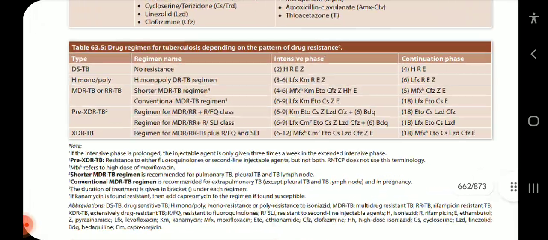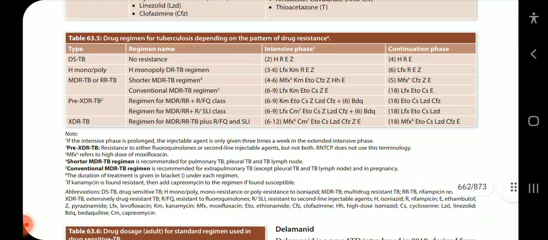Now the drug regime for tuberculosis depending on the pattern of resistance. For DSTB, when there is no resistance, H, R, E, and Z, as we have seen the abbreviations above, can be used in intensive phase, and HRE can be used in continuation phase. Now for H mono or poly DRTB regime, levofloxacin, KM, REZ can be used in intensive, while continuation phase does not require the KM.